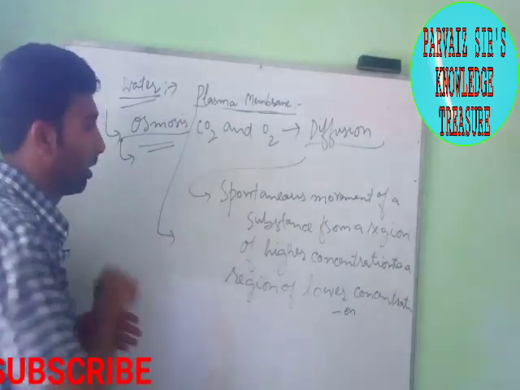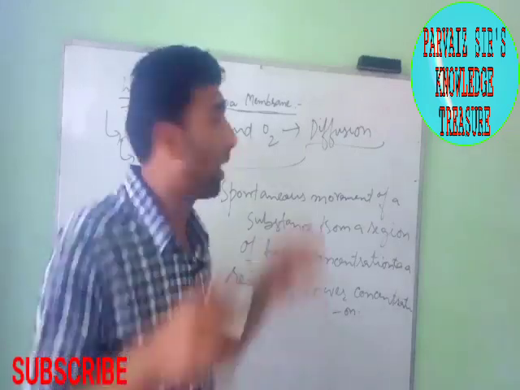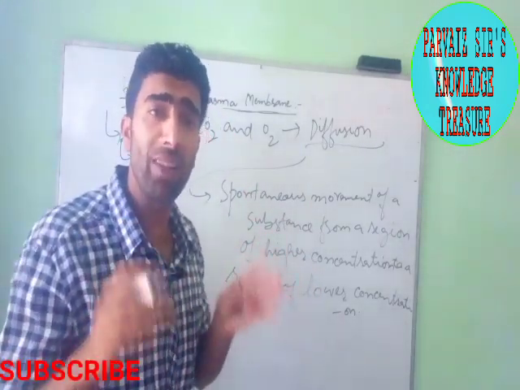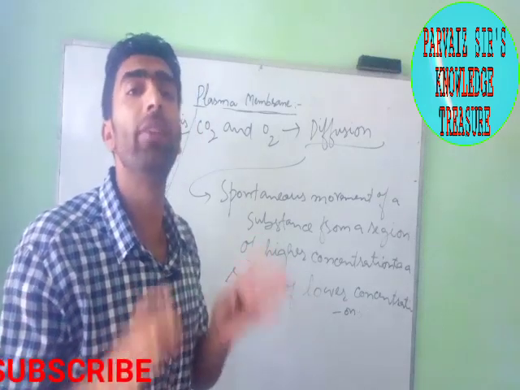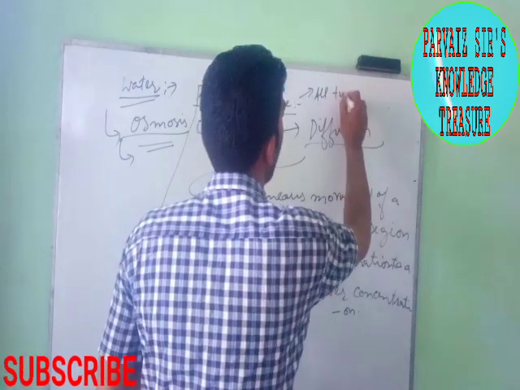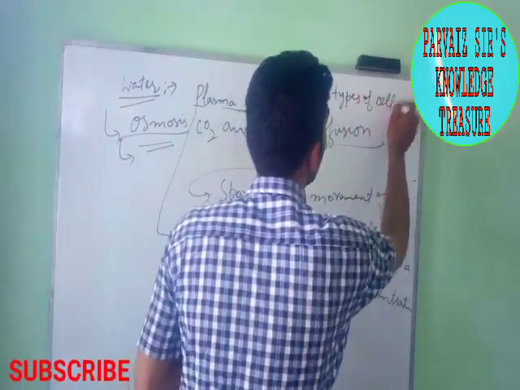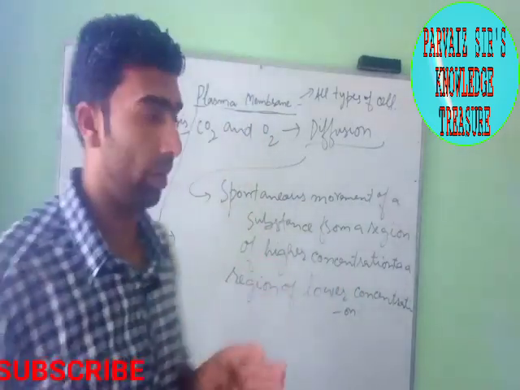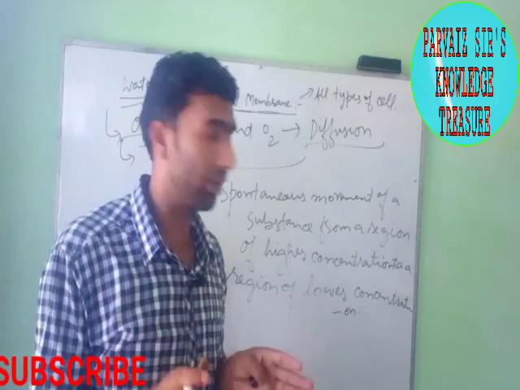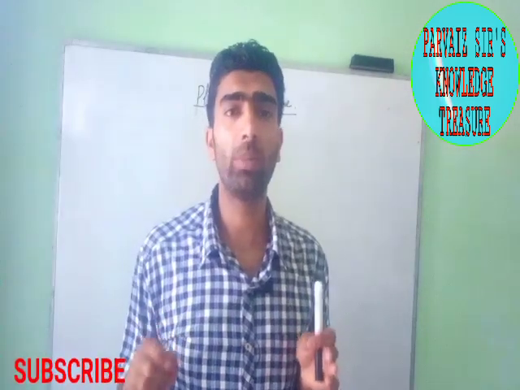Now, I forgot this in the beginning. Plasma membrane is present in all types of living cells, including prokaryotic as well as eukaryotic. That is, prokaryotic cells also have plasma membrane, eukaryotic cells also have plasma membrane. This is the end of this topic.